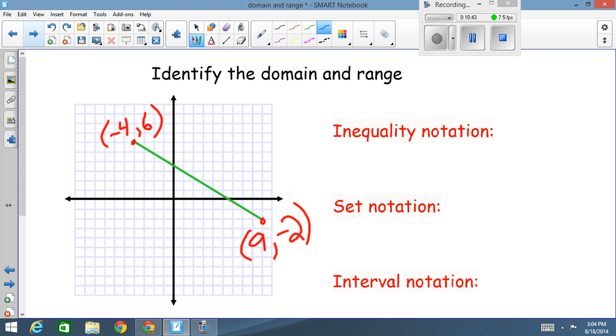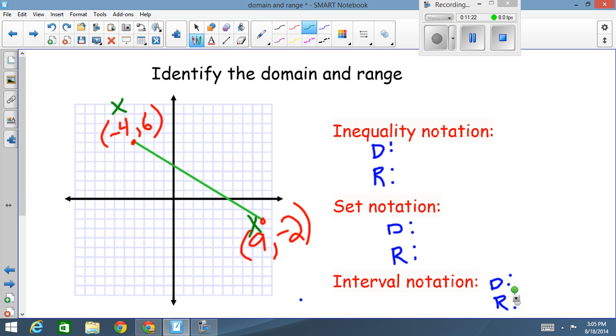Let's do one more with both. Identify the domain and the range. So the domain and the range for each of these. Domain and range. Okay. So now, this is kind of cool because there's not going to be any infinity here because there's no arrows at the end of this line. So what I'm going to do is, I'm going to go ahead and look at the domain as my x values. Domain are my x values. Forget about the other two for now.